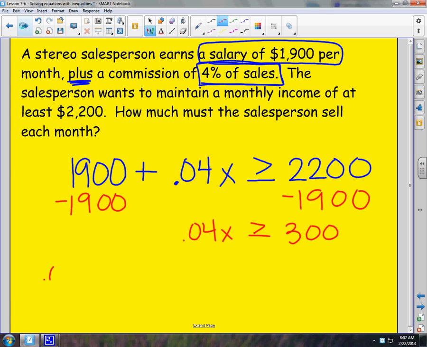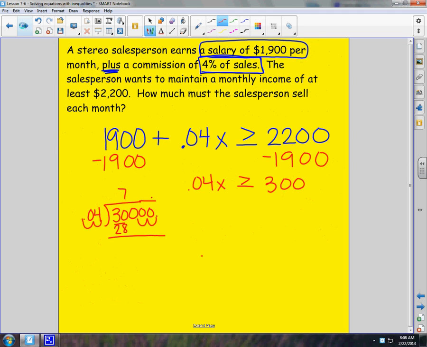And then I need to divide. So 0.04 divided by 300. So I'm going to move my decimal 2 times. So 4 goes into 3, no. So 4 goes into 30. I'm doing just these 2 digits. 4 can go into 30 7 times, which is 28. I'm left with 2. Bring down the 0. 4 goes into 20 5 times. And then bring down another 0. Can 4 go into 0? No. And then it would just keep being zeros. So it'd be $7,500 in sales.